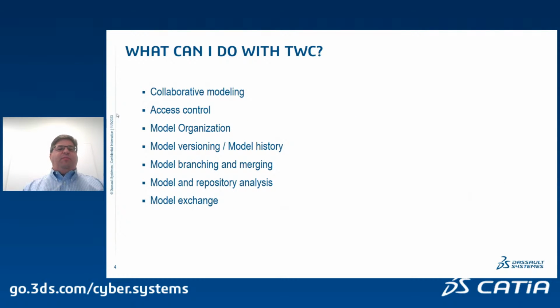So what can we do with Magic Collaboration Studio or Teamwork Cloud? What are those major features that are going to help your teams? First and foremost is collaborative modeling. We also have access control, model organization, model versioning, and model history. We can do branching and merging. We can do reports analysis on the data that's in the database. And we can also exchange models outside of Teamwork Cloud.